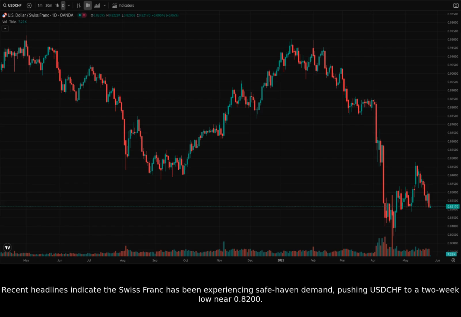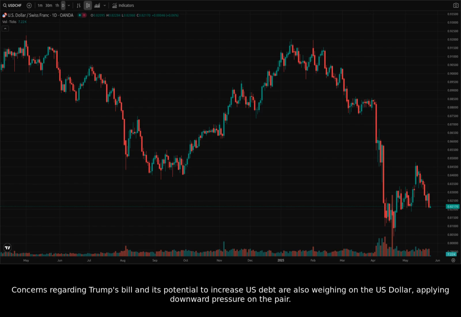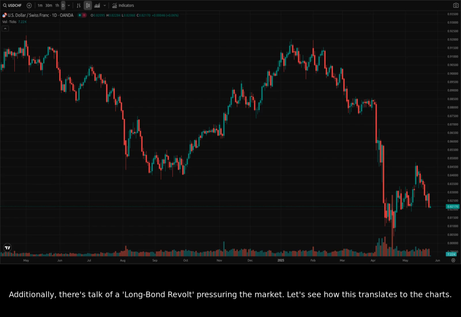Recent headlines indicate the Swiss franc has been experiencing safe haven demand, pushing USDCHF to a two-week low near 0.8200. Concerns regarding Trump's bill and its potential to increase U.S. debt are also weighing on the U.S. dollar, applying downward pressure on the pair. Additionally, there's talk of a long bond revolt pressuring the market. Let's see how this translates to the charts.